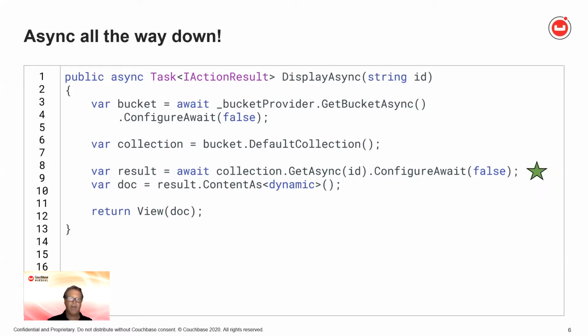This is going to turn that blocking method into a non-blocking method. It'll be fully asynchronous, and it'll allow the thread pool to do the job it's supposed to do. This is a much more performant and efficient way of writing code. Finally, we'll return the view.